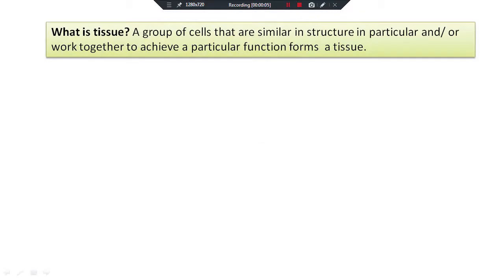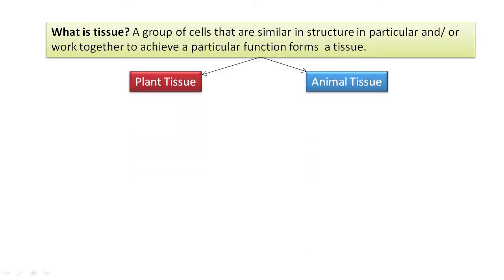So what is a tissue? A group of cells that are similar in structure and/or work together to achieve a particular function forms a tissue. There are two types of tissues, plant tissue and animal tissue. I am not going to discuss animal tissue. I will discuss plant tissue.